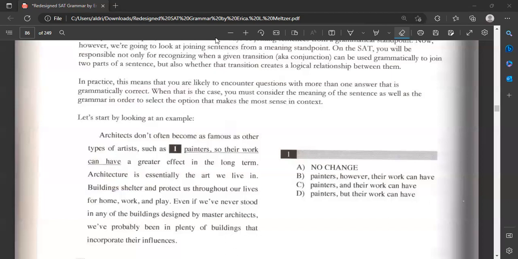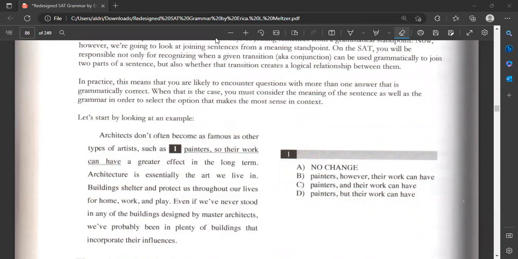The reason they're incorrect is that A and C use the word so, and the word and. Actually, let's focus on and for now. This is a continuing transition. We're saying these guys don't become as famous as painters, and their work can have a greater effect. That doesn't make sense, because what's coming after is contradicting the first statement. They don't become as great, so there's no way they can have a greater effect than even painters. Does that make sense? Yeah. All right, so there's a contradiction right there, right?